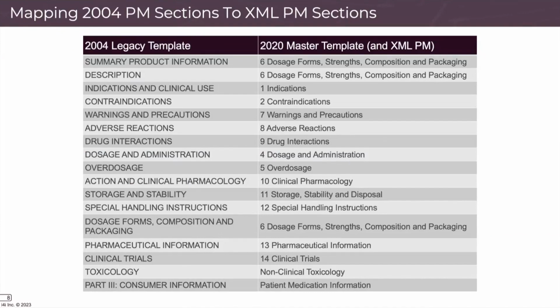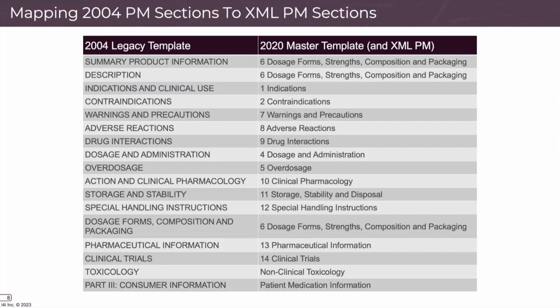In some cases, information that was contained in its own discrete major section, such as summary product information and description, are now combined into the dosage forms, strengths, composition, and packaging section. Additionally, where summary product information used to be the first narrative section in the product monograph, its content is now contained within the sixth narrative section.